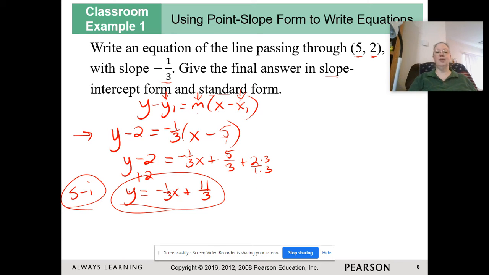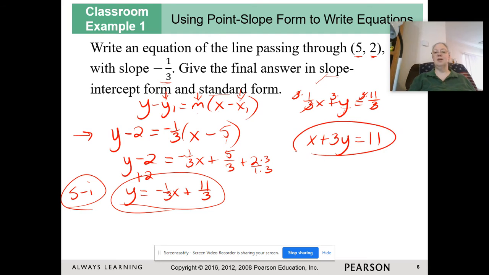So we need the x and y on the same side. So we're going to add 1/3 x. The x has to be positive, which it is. No fractions, no decimals. So remember, to get rid of the fractions, we multiply by the least common multiple of the denominators. So we've got 3, we've got 1, we've got 3. So we're going to multiply by 3, which allows me to cancel. And I have 1x plus 3y is equal to 11. And here is my answer in standard form.